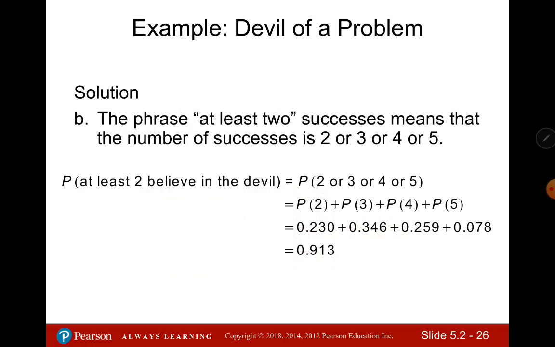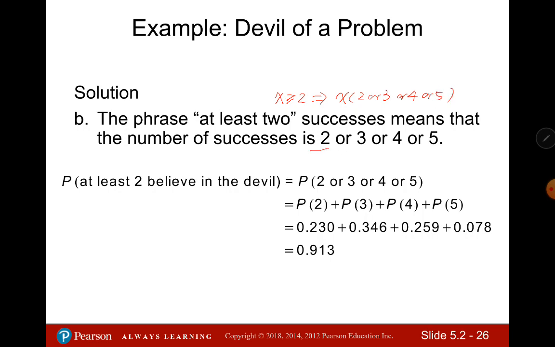Let's work on part B. In part B, we are talking about at least 2 persons. So this time, X is not a single value. At least 2, X is 2 or more. So we translate it to the symbol: X is greater than or equal to 2. That is, X can be 2. 2 is possible because we have the equal sign, right? 2 or 3 or 4 or 5.